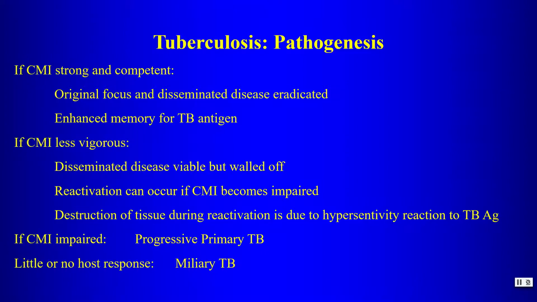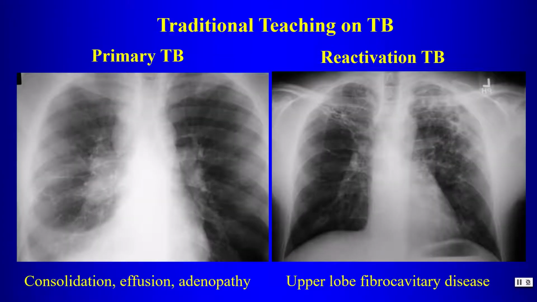The destruction of tissue from reactivation TB is due to a hypersensitivity reaction to the antigens of the organism, so it's the immune system that causes the tissue destruction, not the organism itself. If cell-mediated immunity is impaired, after initial infection, patients may develop progressive primary TB, and if there is very limited immunity, patients may develop hematogenous dissemination of active disease, and that's where we can have miliary tuberculosis.